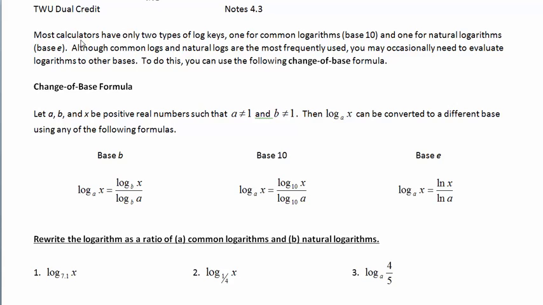Most of your calculators are going to only have two types of log keys: one for the common log, base 10, and one for the natural log, base e. If you're looking for those keys on your TI-84 calculator, both the LOG and natural log LN keys are found above the ON key in the far left column.